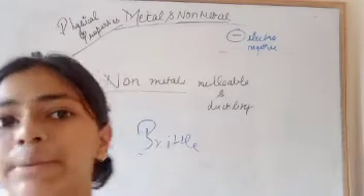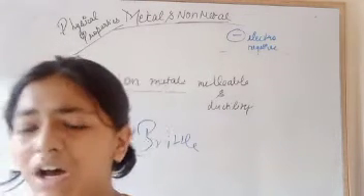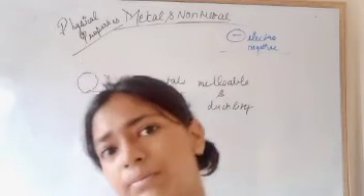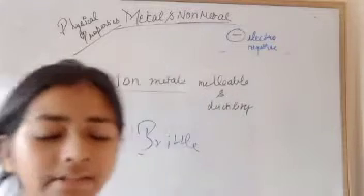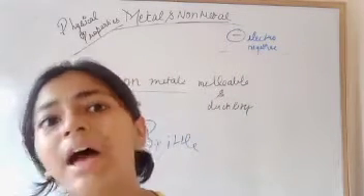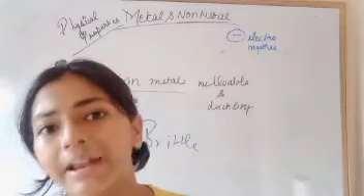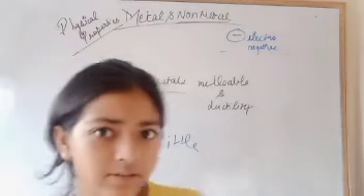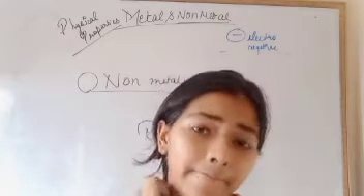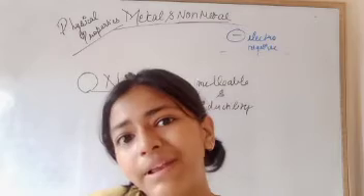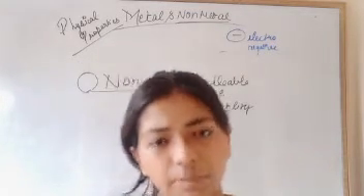Keep in mind, liquid, bromine; gas, nitrogen, oxygen, etc.; and solid, carbon. The next property we have covered is malleability and ductility. Mostly metals are malleable and ductile, and non-metals are neither malleable nor ductile. Why? Because they are very brittle in nature.